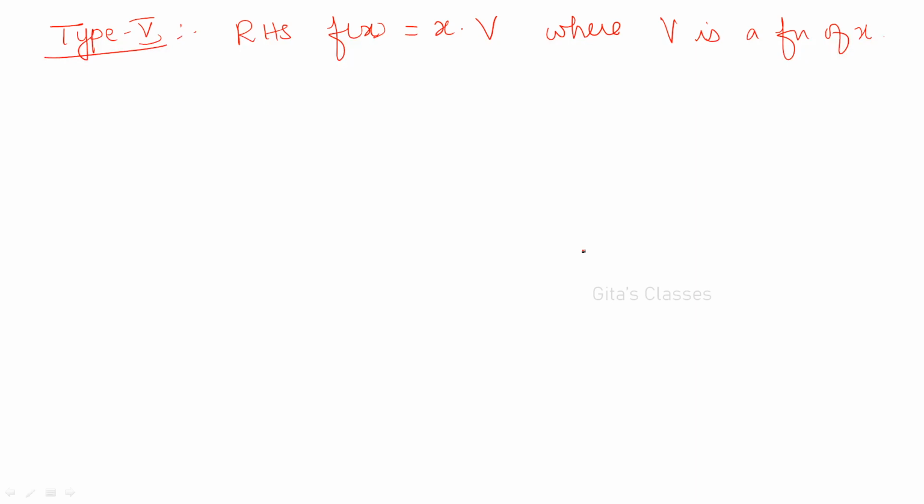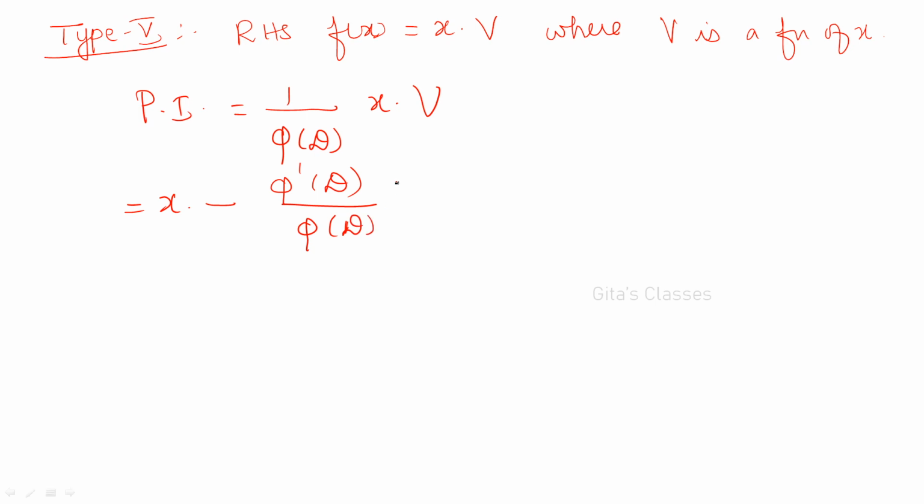If the right hand side function is x into v, where v is a function of x. Now again we have a separate formula for this. If it is type 5, then particular integral is equal to, always the first particular integral is 1 by phi of d into x into v. In the previous one we have taken e power ax outside. Now I am going to take x outside, that is x into, instead of 1 by phi of d, what I am going to write is x minus of phi dash of d by phi of d into 1 by phi of d into capital V.